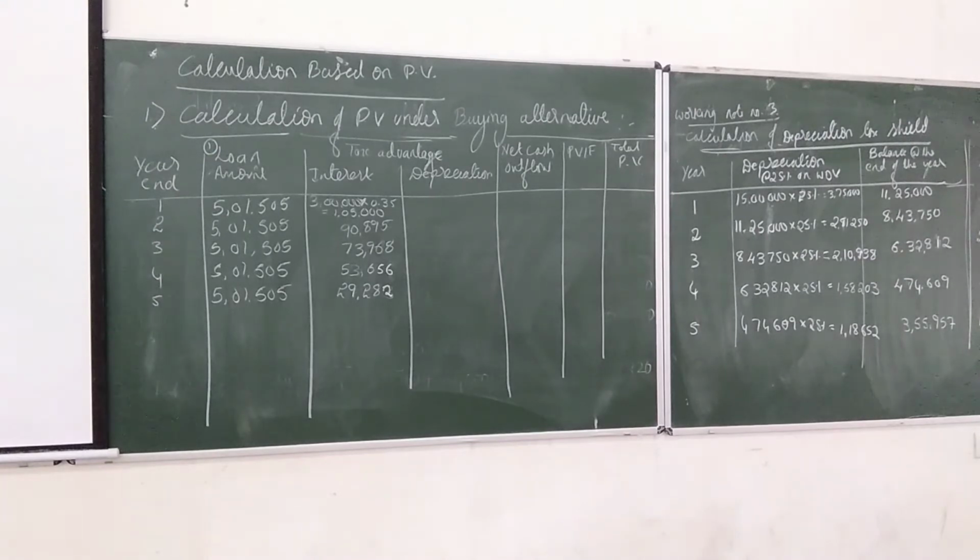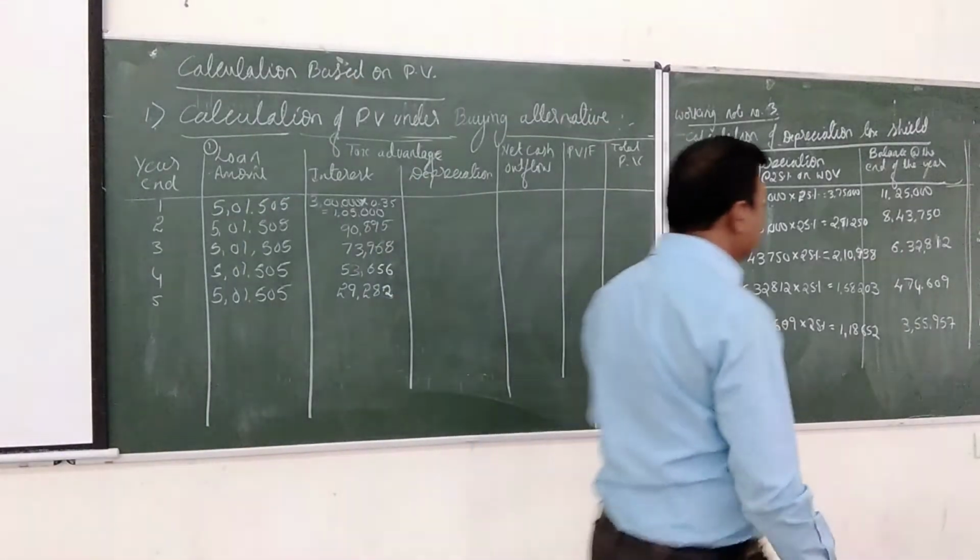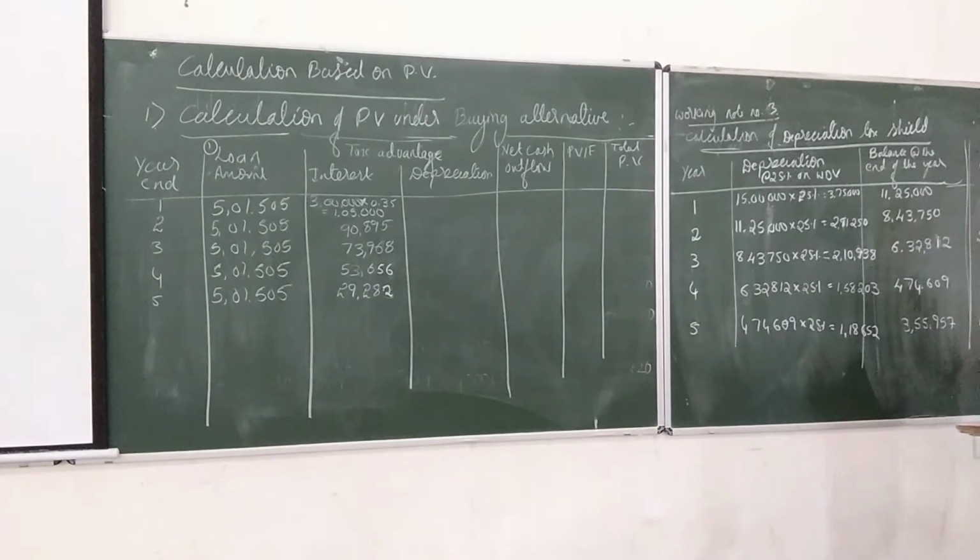So those who are online also, don't calculate the 35% on the balance at the end of the year. You have to calculate on depreciation, okay? So 3,75,000 into 35%. 1 lakh 31,250. Then 98,438. Okay.